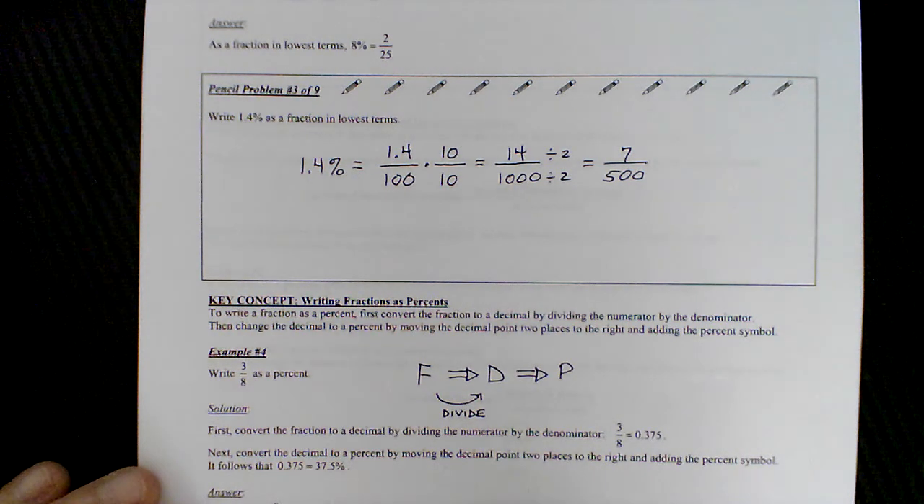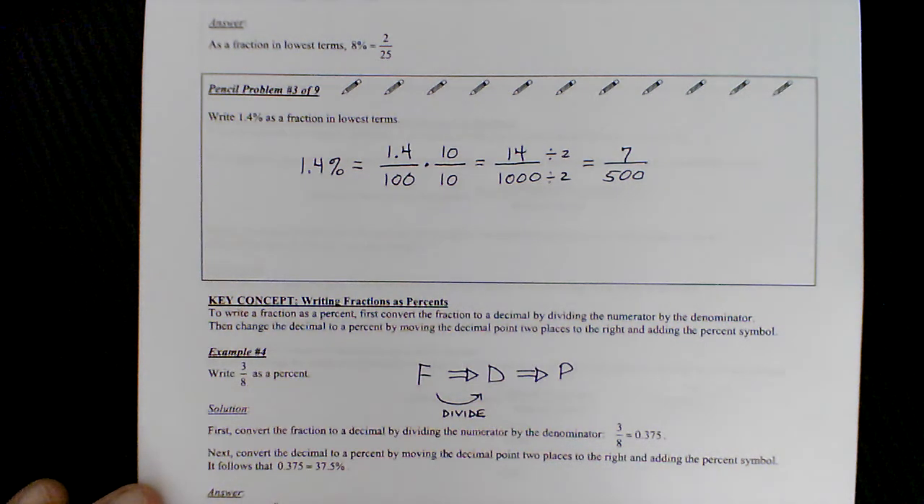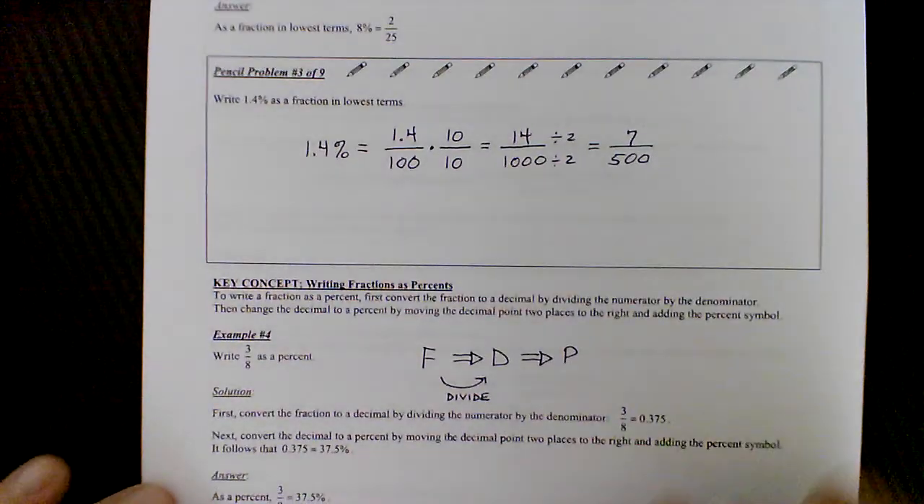So you can see this simple example, 3 over 8. Just type it in, 3 divided by 8, we get 0.375, that's a decimal. Change to a percent, 2 places to the right, add the percent symbol. So you can see our result there.